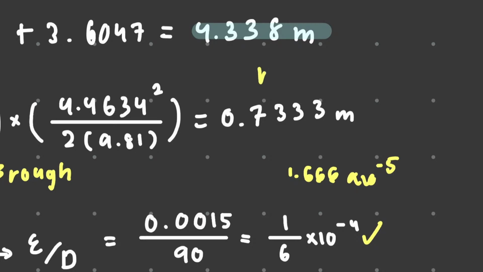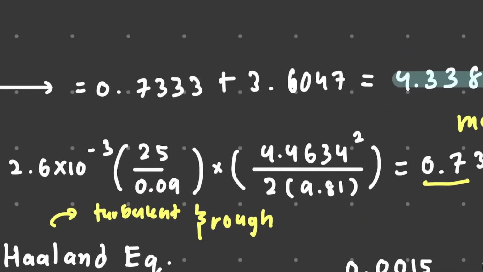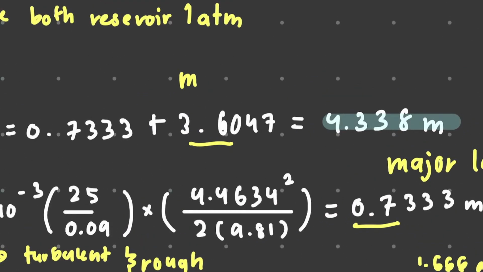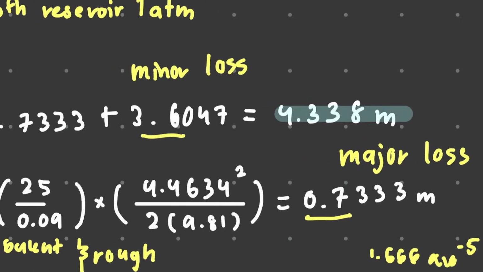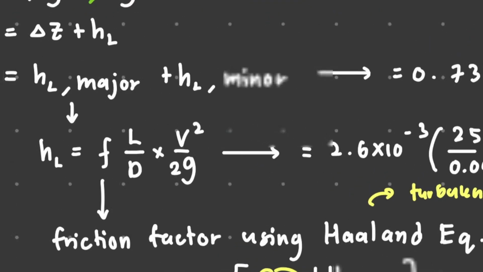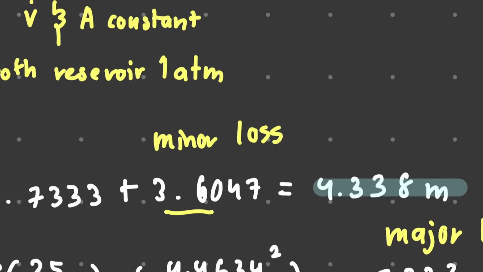Major head loss, this one. Major loss is 0.73. Minor loss is 3.6. Okay, I also actually thought earlier, why is the minor loss so much and the major loss so little? One, the length is long. This is 25 meters. Two, there are a lot of components for the minor loss. There are like 7 components altogether.